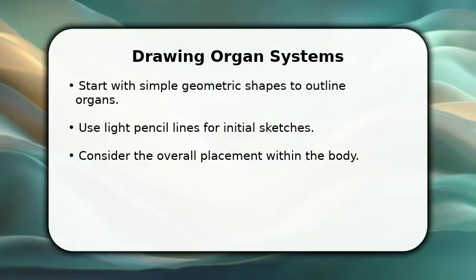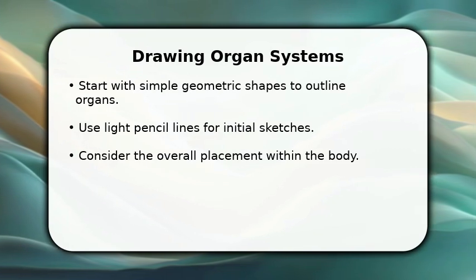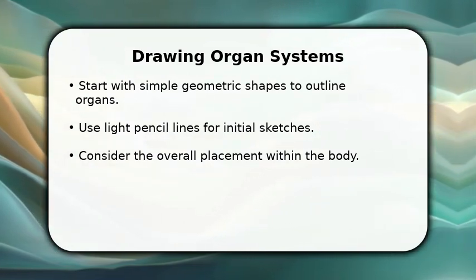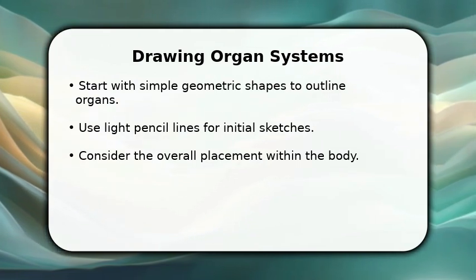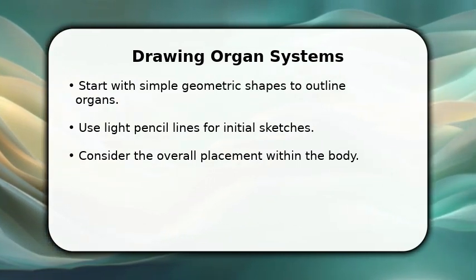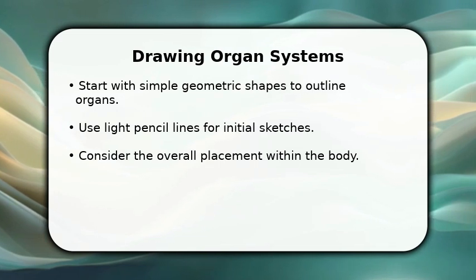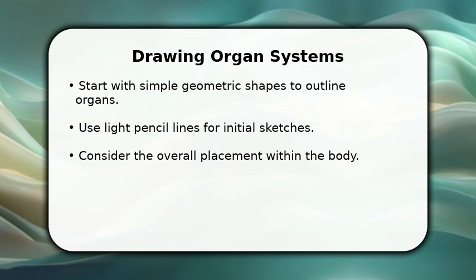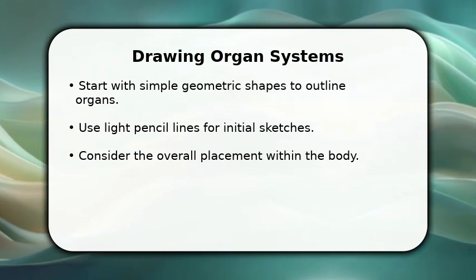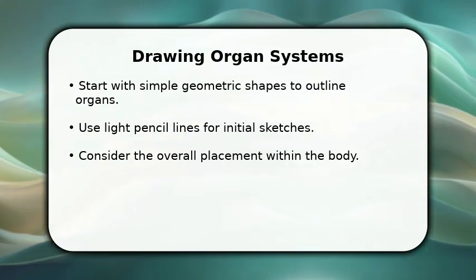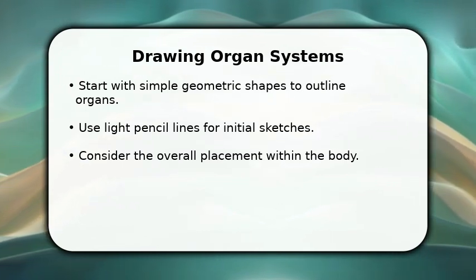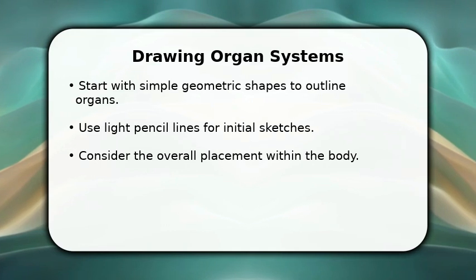In this video, I will show how to draw organ systems. First, begin by sketching the basic outline of the human torso or the specific body region you're focusing on. Use light, simple shapes like ovals and rectangles to represent the general placement and size of major organs. This foundational step helps establish proportion and spatial relationships before adding intricate details. Think of it as building a framework for your anatomical drawing.